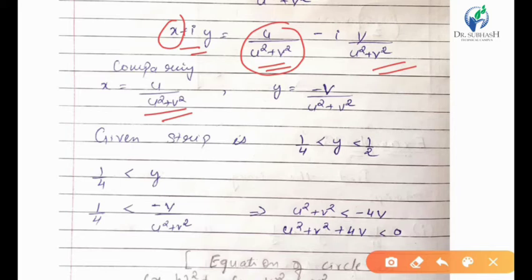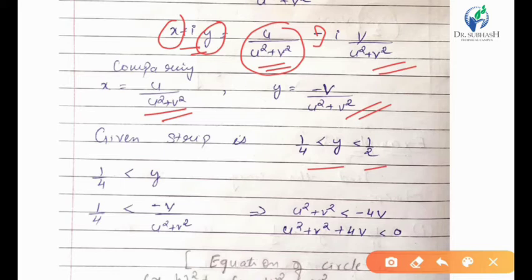We will compare the imaginary part. Imaginary part means coefficient of i. Here it is y, and on the right side it is minus v upon (u square plus v square), that will be equal to y. Now our given strip is 1 upon 4 less than y less than 1 upon 2. This strip is given to us in our question. We have to convert this into W plane.